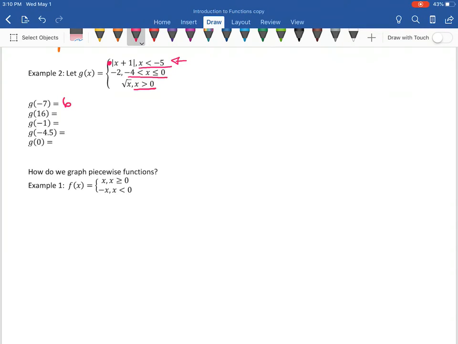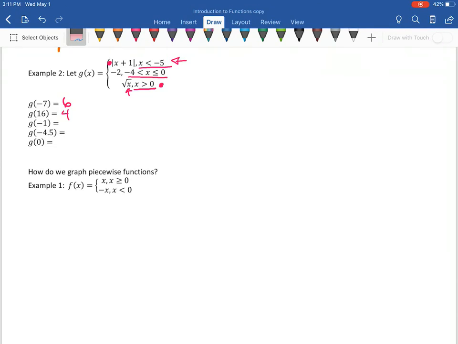The next example says g of 16. 16 falls on the third interval because 16 is greater than 0. So I'm going to plug in 16 here, and I'm going to get the square root of 16, which is 4.